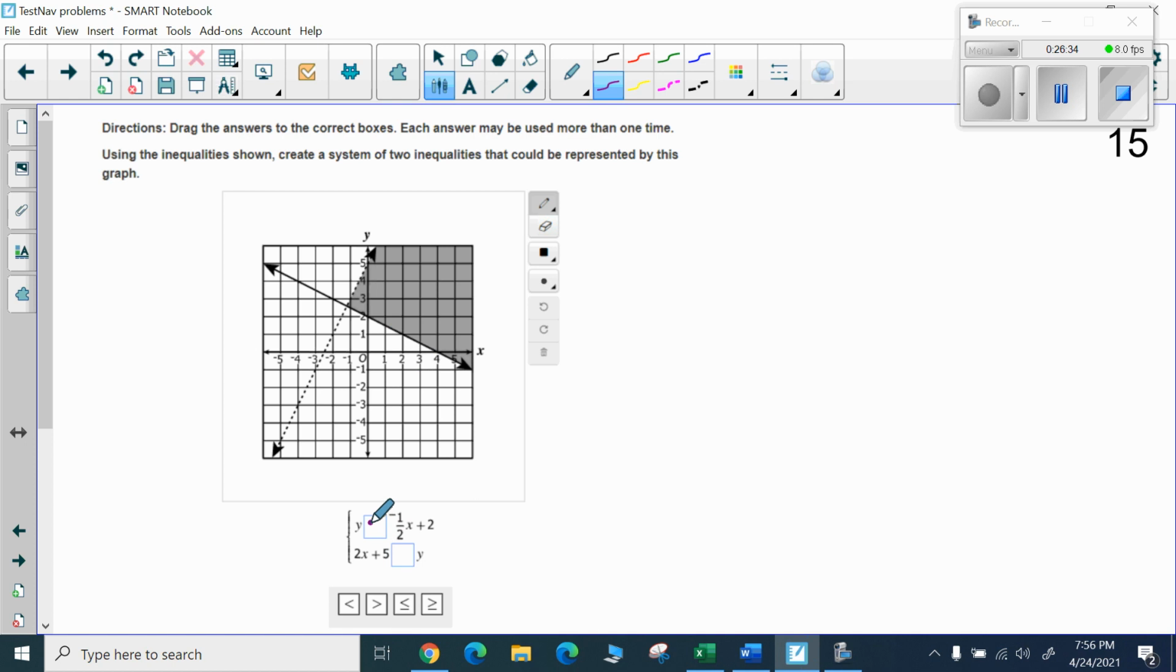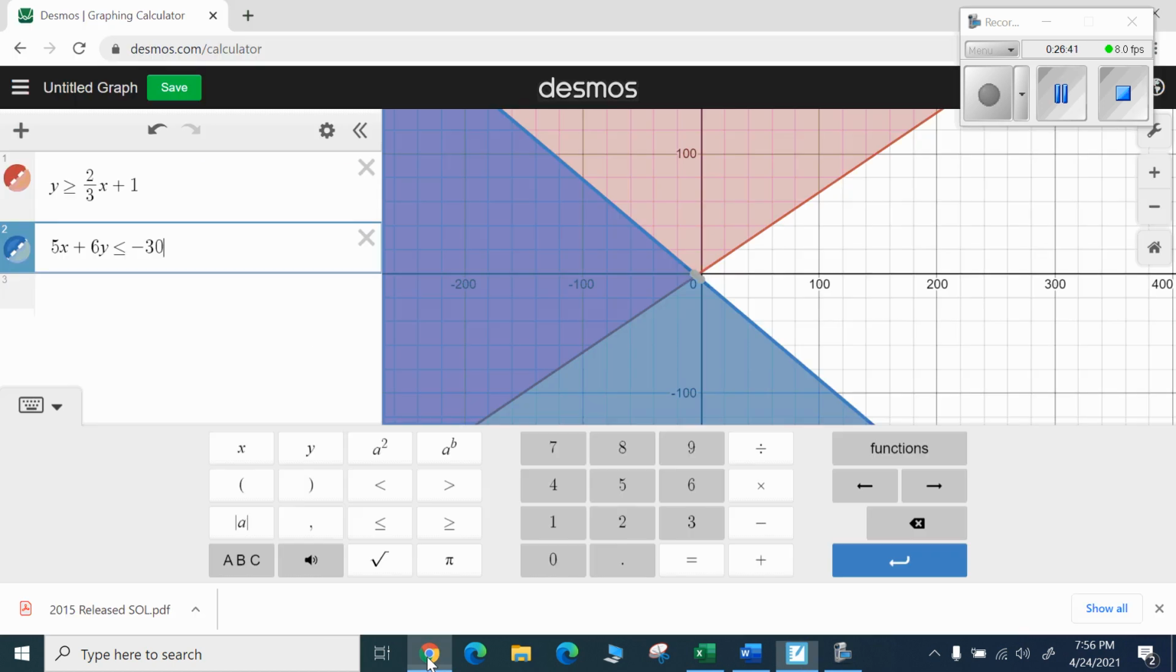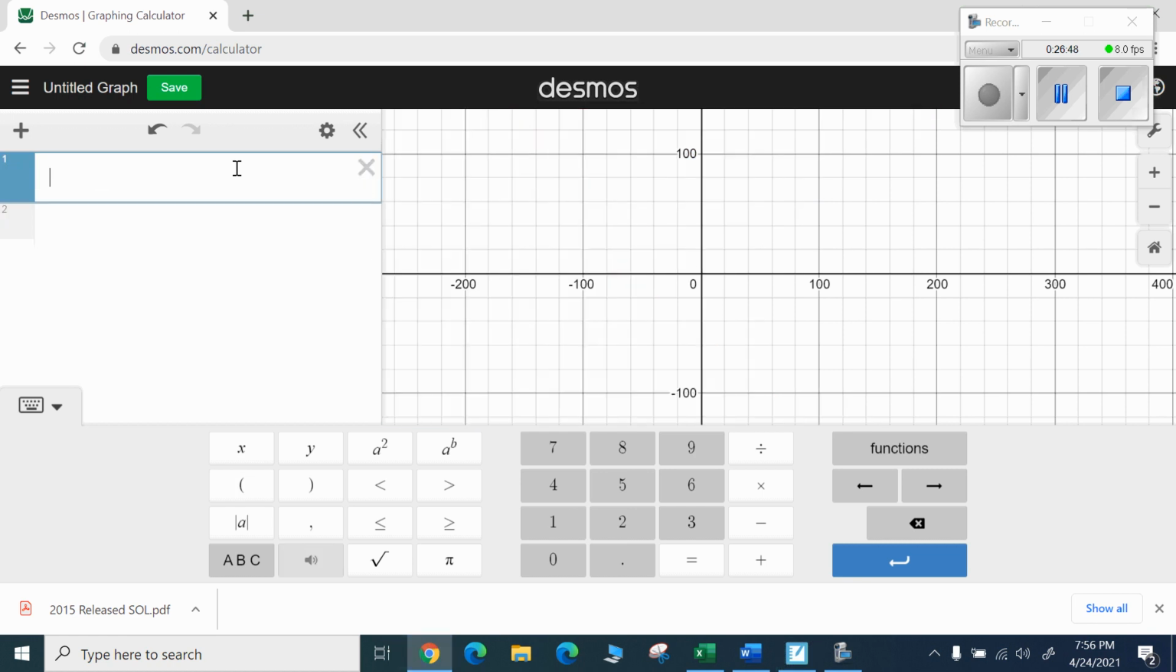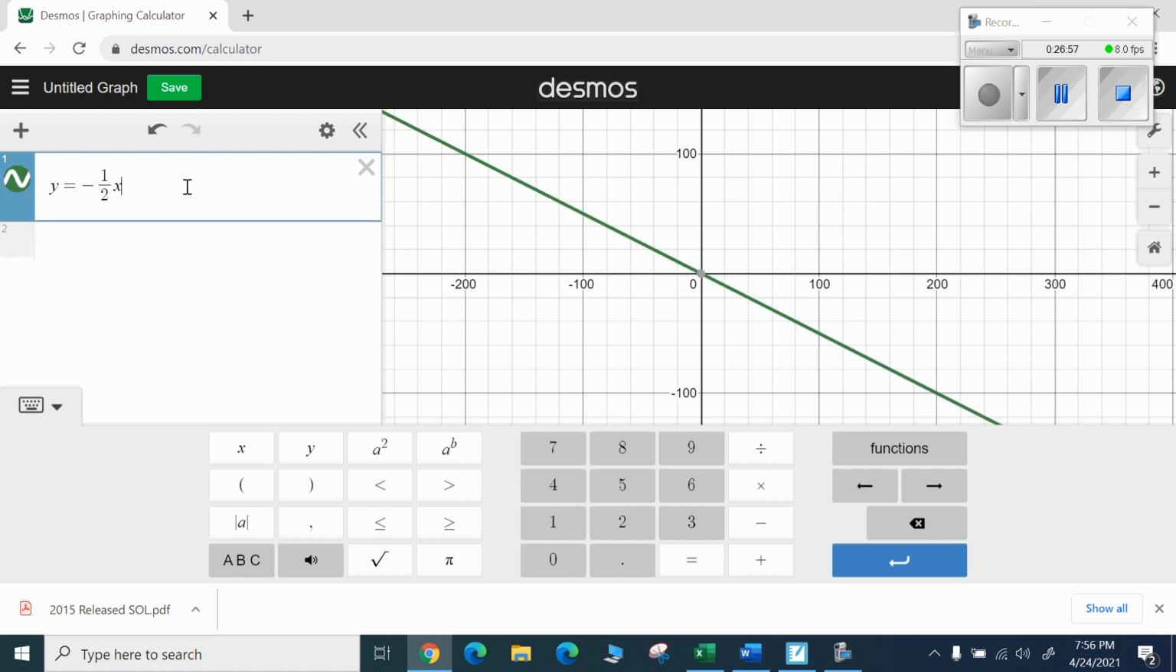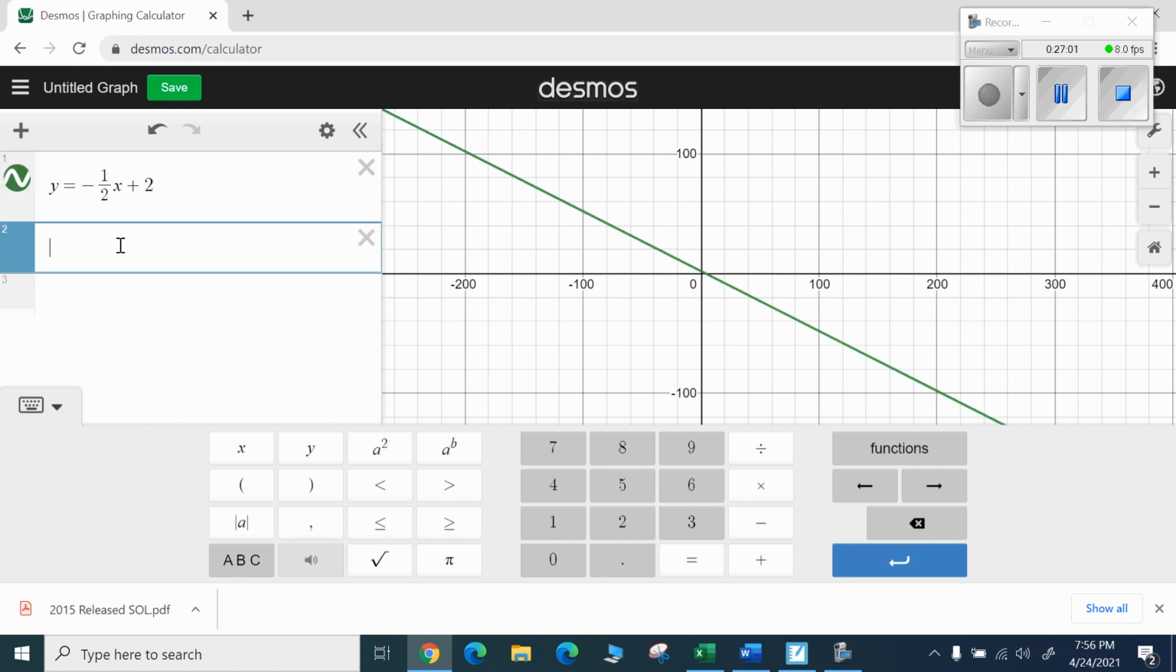So what I would do is first, I would type these in Desmos with equal signs. So that's what I'm going to do first. I'm going to go over to Desmos. Let me find my inequalities. Here we go. I'm going to take these ones out. You can hear my cat crying. And I'm going to start it with an equal sign. So y equals, this is the first one, -1/2 x plus 2. And then I'm going to put in the second one, 2x plus 5 equals y.